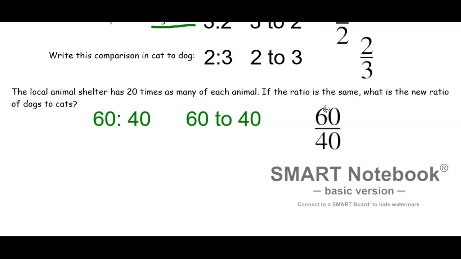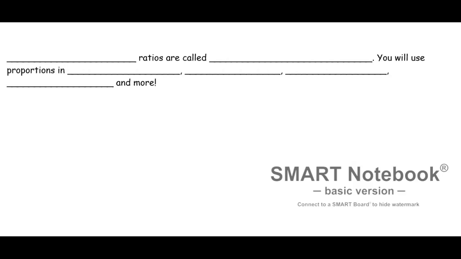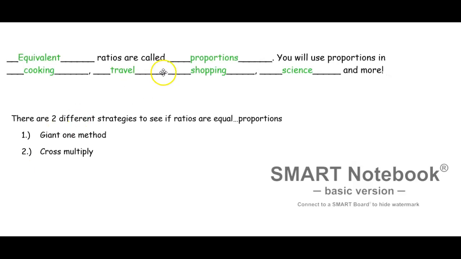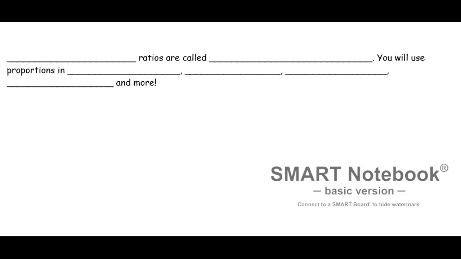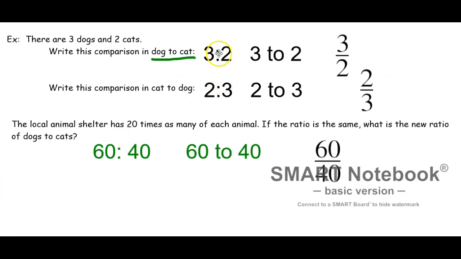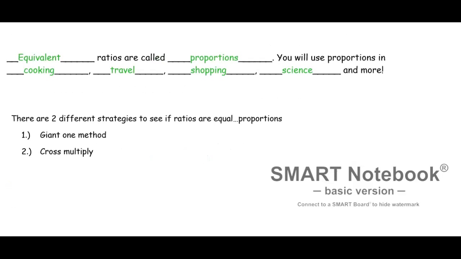All right? So they are equivalent, or the same. Now, let's look at the difference between what a ratio is and a proportion. All ratios that are equivalent, or exactly the same, so the ratios 3 to 2 and 2 to 3 are the same, right? Are called proportions. You will use proportions in cooking, travel, shopping, science, and lots of more things.